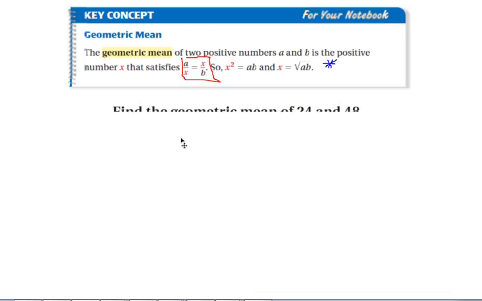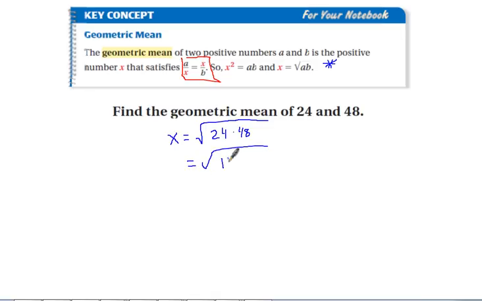So let's take a practice at this geometric mean. The first one you would want to do is, in this problem, finding the geometric mean of 24 and 48. So in this problem, you would say x, which is our geometric mean, and we want to solve for x. X equals the square root of, and you want to multiply the two numbers we want to find. So 24 times 48. When you simplify this, this equals the square root of 1152.